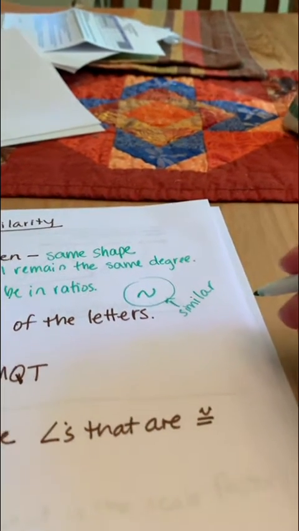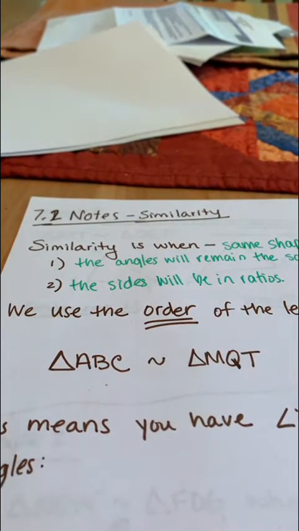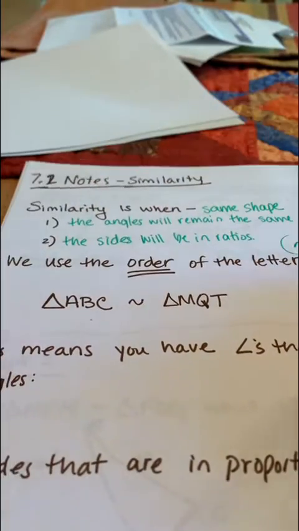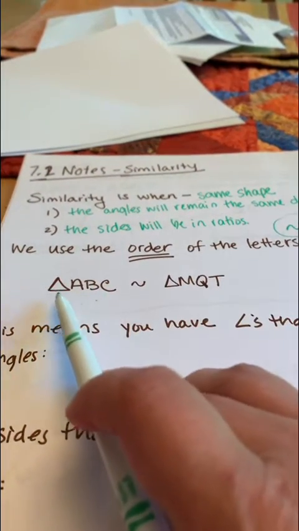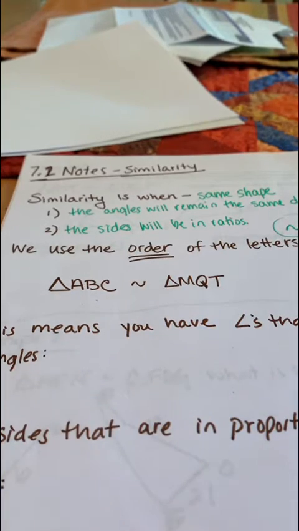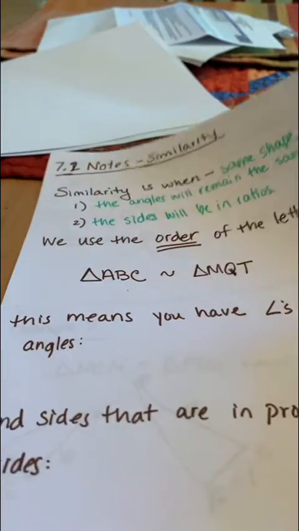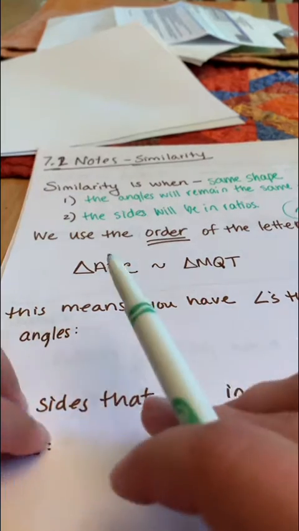On this, it's going to be very much like congruent. We are going to follow the order of the letters all the time. No matter if a picture is used, the order of the letters is more important than the picture. This first thing I gave you, I didn't include a picture at all because we don't need one. So we use the order of the letters, and I said triangle ABC is similar to triangle MQT. This means usually, but not always, that one of them is smaller or bigger than the other.